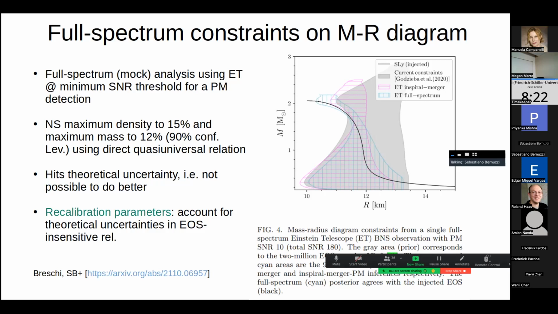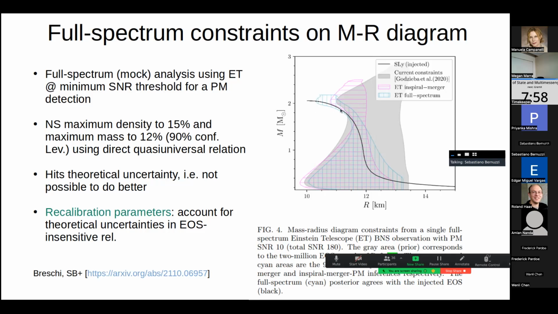And interestingly, if you use the full spectrum, so if you can also measure the post-merger, you get this blue area. This blue area is much larger here, because the post-merger doesn't tell you much about that, but you do learn about the maximum mass, and in a correct way.